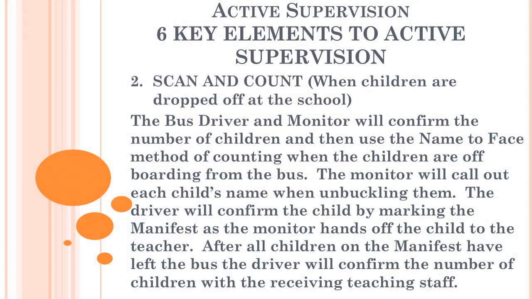The second part of scan and count, the children are dropped off at the school. The bus driver and monitor will confirm the number of children and then use the name-to-face method of counting when the children are off-boarding from the bus. The monitor is to call out the child's name when unbuckling them. The driver will confirm the child by marking the manifest as the monitor hands off the child to the teacher. I know that you received other training on hand-to-hand, handing the child off, so I'm not going to go over that. After all the children on the manifest have left the bus, the driver will confirm the number of the children with the receiving teacher or the staff.